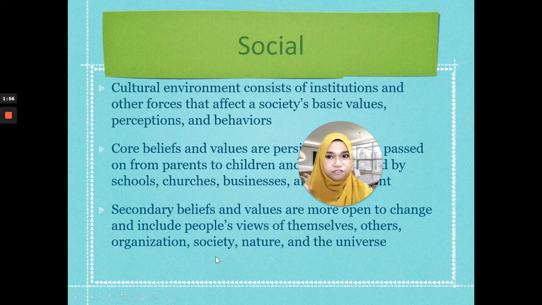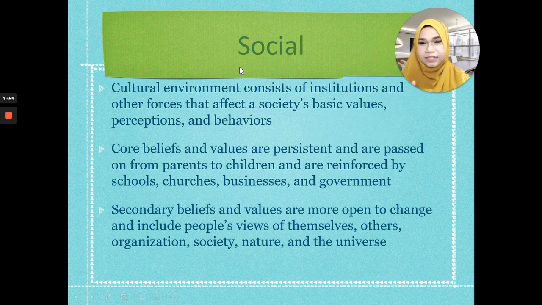Now, let's look at the first factor, which is social. Social includes the cultural environment that consists of the institutions and other forces that affect a society's basic values, perceptions, and behavior. So social is among people, the market. There are core beliefs and values, which are persistent and passed from one generation to another, basically from parents to children, and enforced by school, the churches, businesses as well as the government.